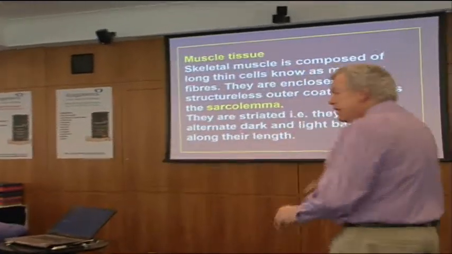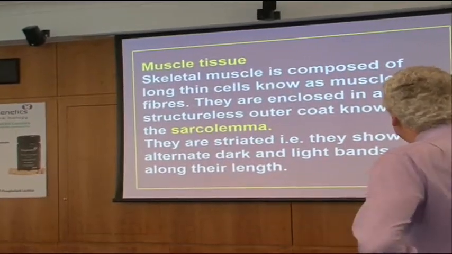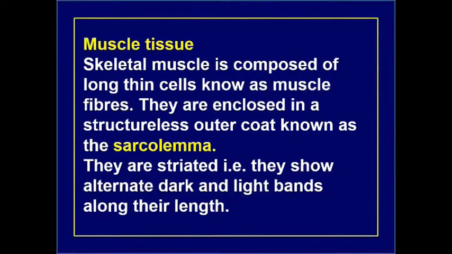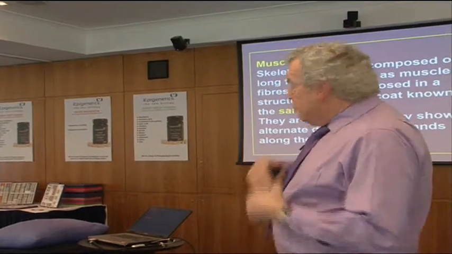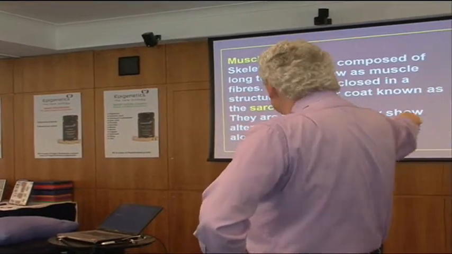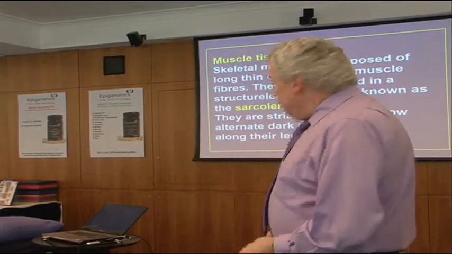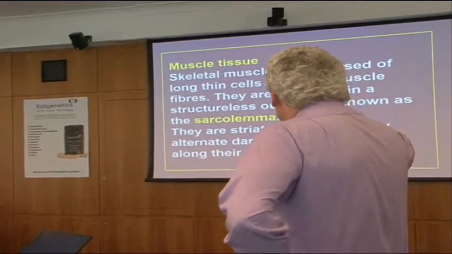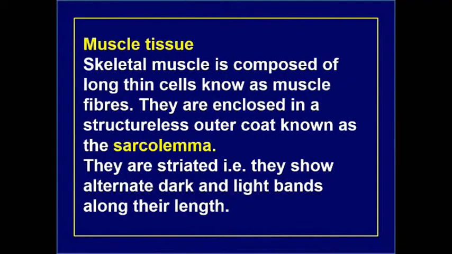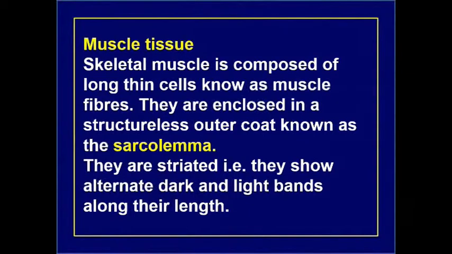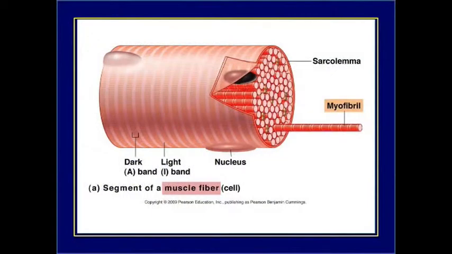So skeletal muscle, that's the muscle that makes up our voluntary movements, is composed of long, thin cells known as muscle fibers. They are enclosed in a structureless outer coat called the sarcolemma. So we have hundreds or thousands of fibers within muscle tissue, and the muscle tissue is covered with a structureless outer coat called a sarcolemma. They are striated, that means they've got stripes in them. They show alternate dark and light bands along their length. So if you look at them lengthways, you've got light, dark, but it's a little bit more complex than that.